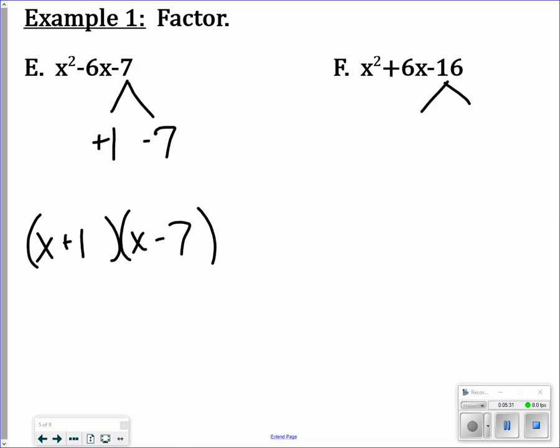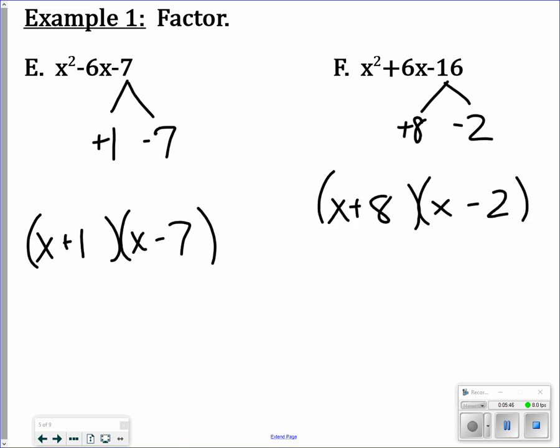So I need two things that'll multiply to be negative 16. So again, I need a positive and a negative that'll add up to positive 6. And once I have established those two, now it's a matter of writing them as factors. So this is how to factor a trinomial in which there's no number in front.